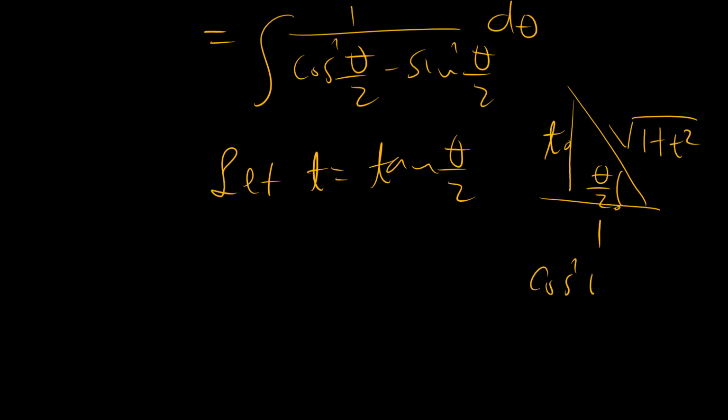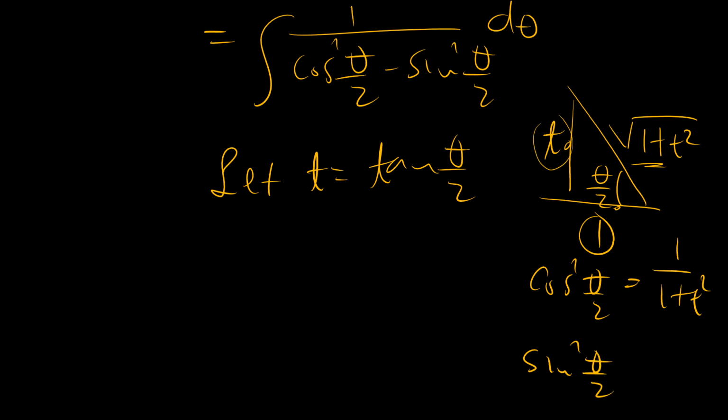Such that cosine squared theta over 2 is the same as adjacent over hypotenuse squared, which is 1 over 1 plus t squared. Obviously the square root squared becomes that, and sine squared theta over 2 is the same as this opposite squared over hypotenuse squared, so we have t squared over 1 plus t squared.